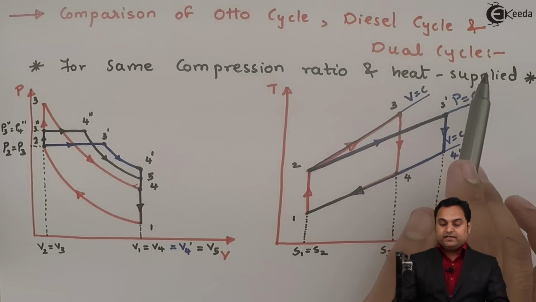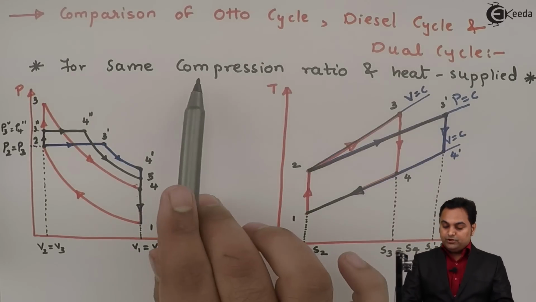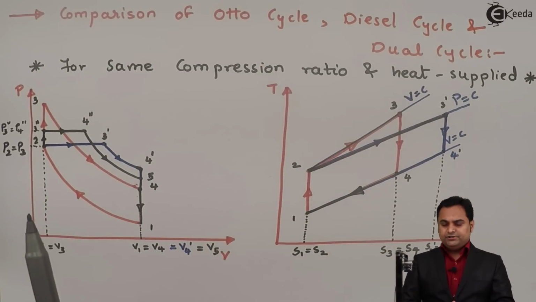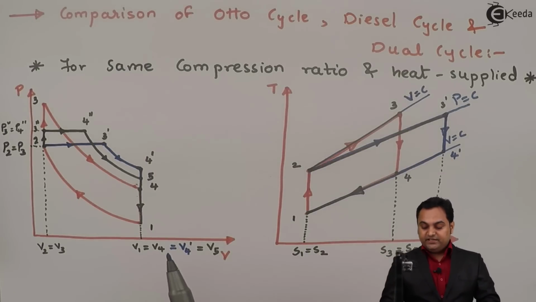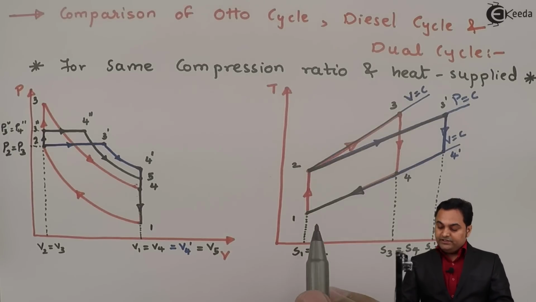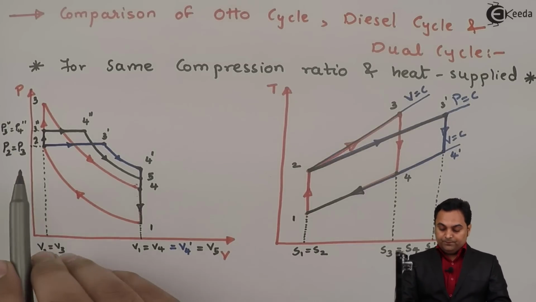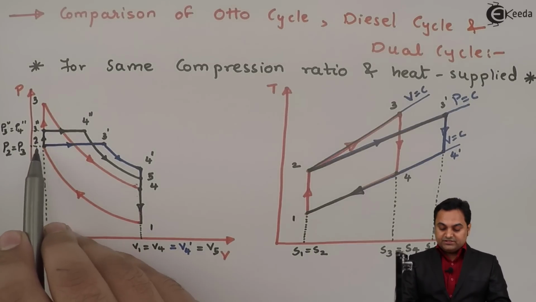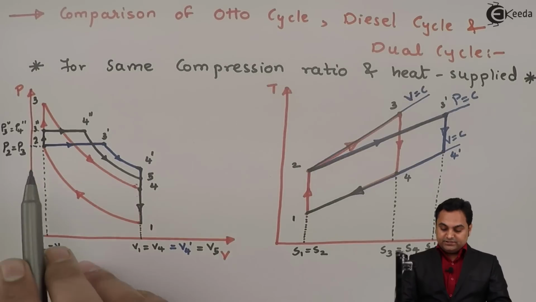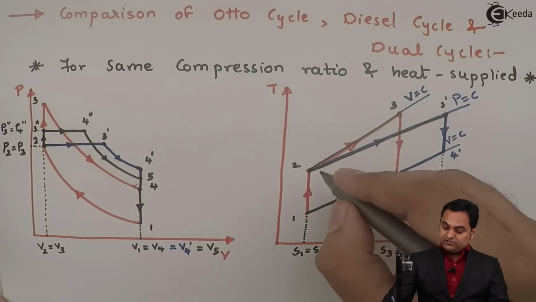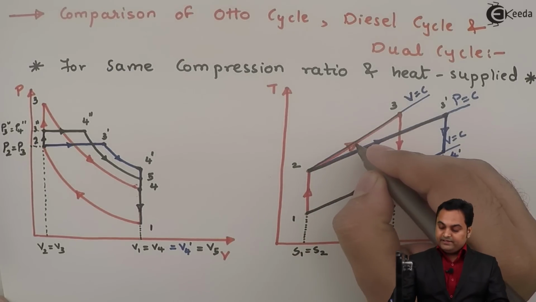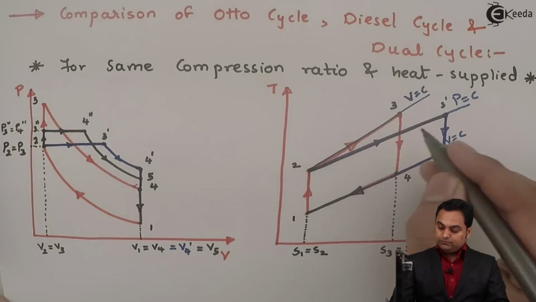Next is dual cycle, and again we have to keep the compression ratio constant. So process 1 to 2 will be same for dual cycle as well, but if we see in case of dual cycle, the heat is added first of all from 2 to 3 dash at constant volume, next from 3 double dash to 4 double dash at constant pressure. So there are two heat addition processes. So first, from point number 2, the heat will be added at constant volume.